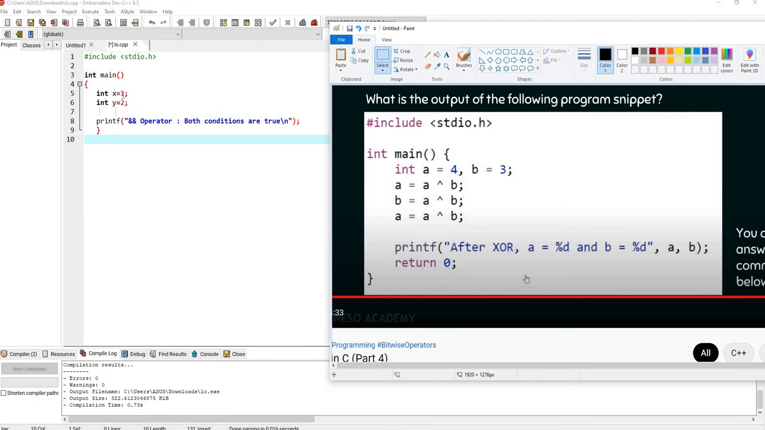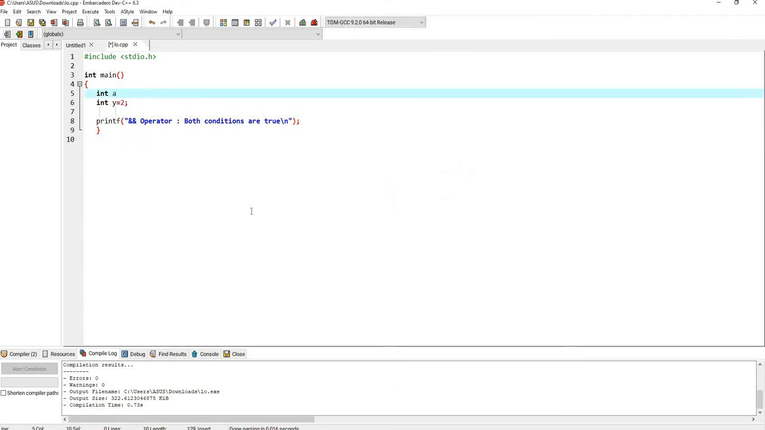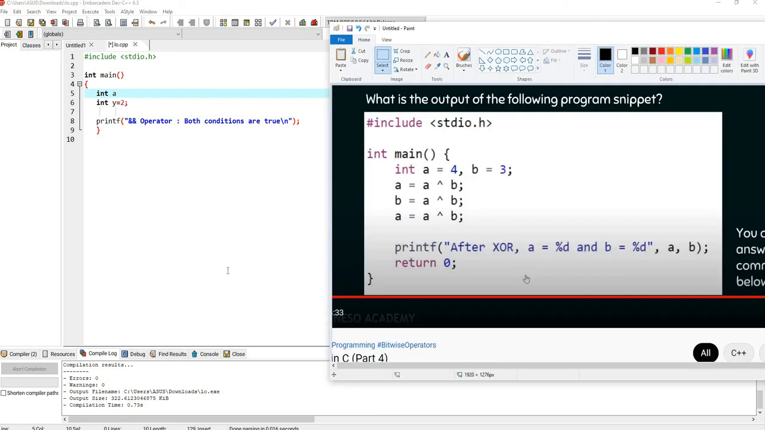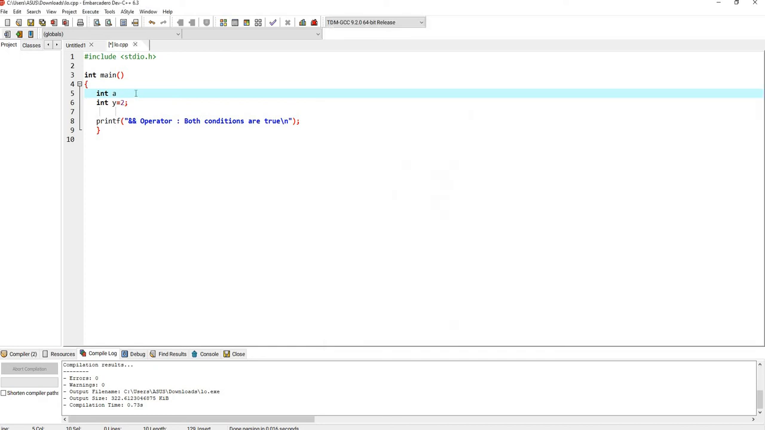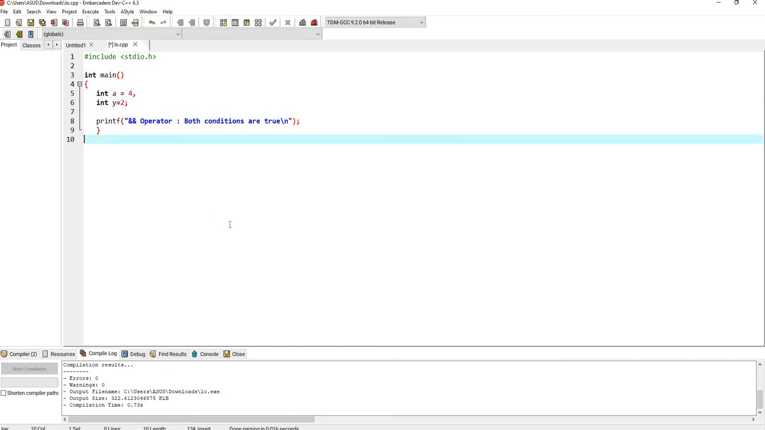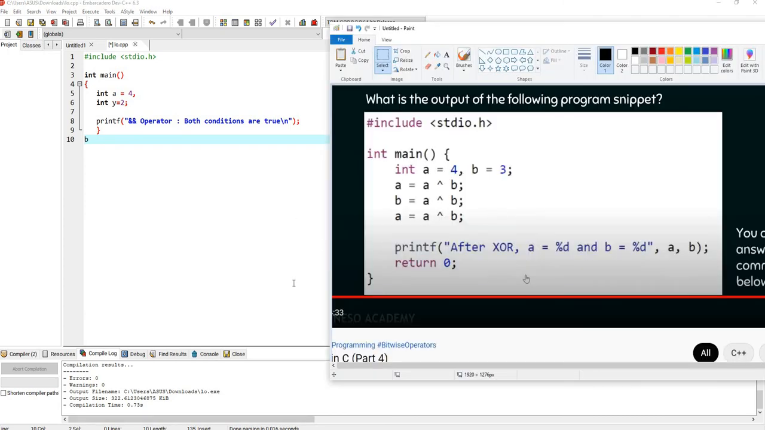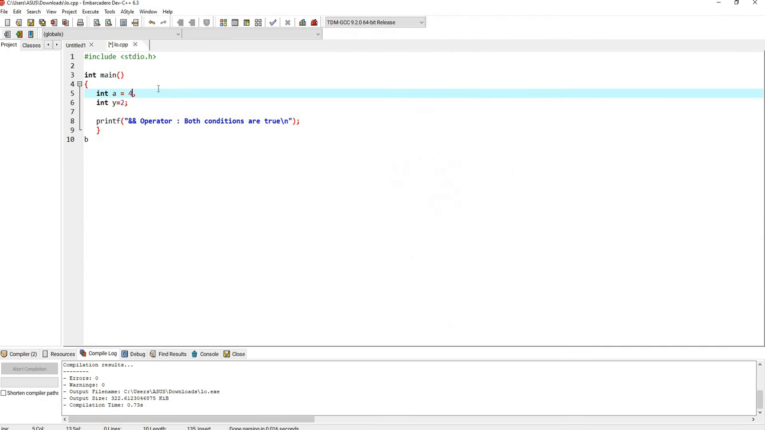Okay. Int main. Tapos, yung integer natin, A. A is equal to 4. Sino bang mabilis mag-type dyan? Pwede bang unahan nyo na ako? B is equal to 3. Teka lang. B is equal to 3. Tapos, ano ba yung semicolon? Tama. And then, semicolon.